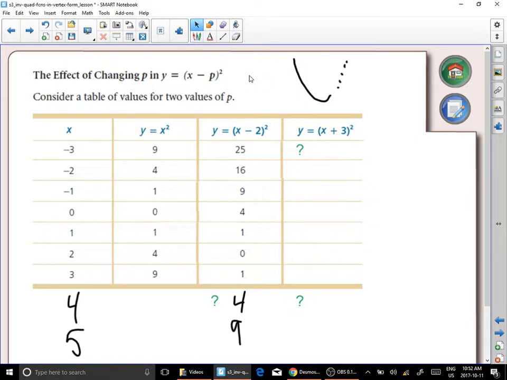Now, if we have x plus 3 squared, what happens? Well, think about that. Negative 3 plus 3 is what? Squared is? Good. I agree with you. And the rest of them follow. Negative 2 plus 3 is 1. Squared is 1. Negative 1 plus 3 is 2. Squared is 4. And we go on and on.